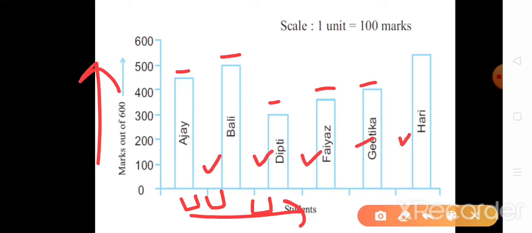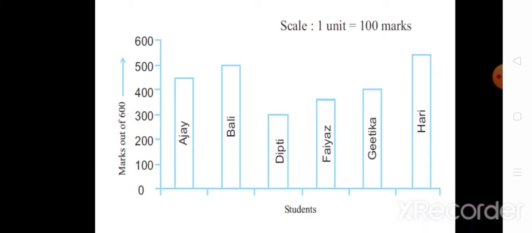So this is something really important. The width of anything, be it the bar or say the gap, needs to be equal, but the height and length may vary. Yes, and as you can see, scale has been given. So scale here represents 100 marks for 1 unit. Okay, so I hope this will help you, or it will encourage you in drawing a proper bar graph.